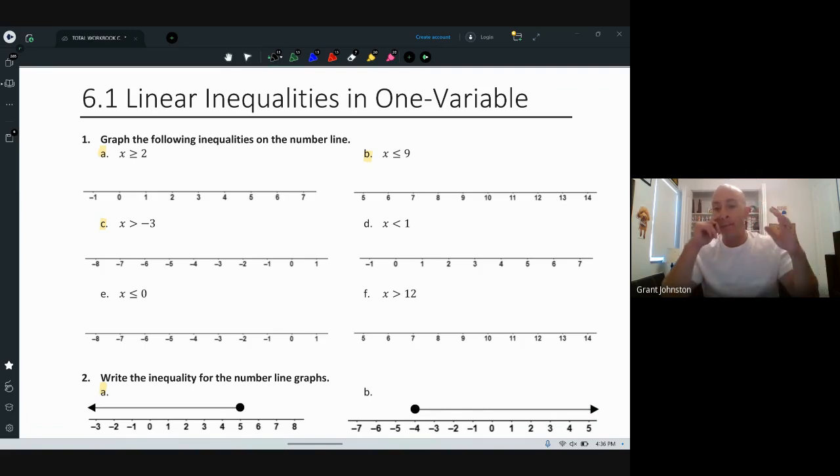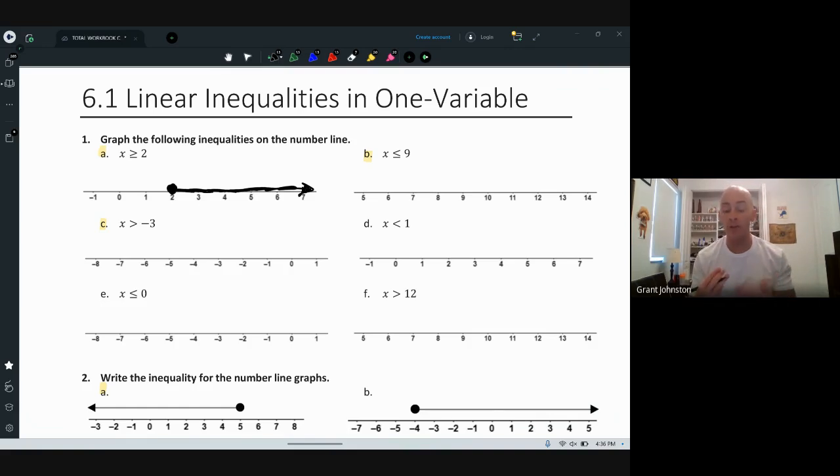Remember that symbol. I don't know how you were taught, but the alligator thing eats the greater value. So it says x is greater than or equal to 2. What I would do there is put a solid dot at 2, and then everything greater than 2 would be to the right. So this is how you'd graph it on a number line. X is greater than or equal to 2.